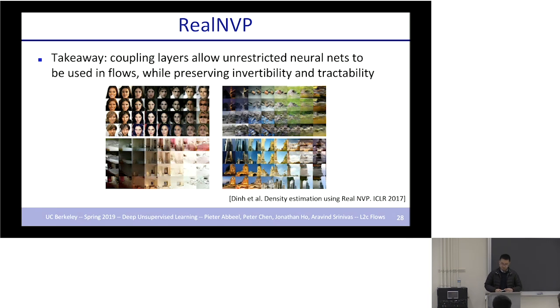So these are some of the samples from RealNVP, and what you can see is that they can learn some sensible faces and some semi-reasonable outdoor scenes. What that tells us is that it can learn some patterns in the data, but not to a degree that is as good as, say, some of the autoregressive models that we have seen. And we will look at some of the ways to address this.